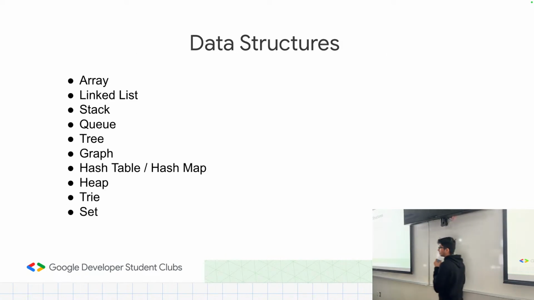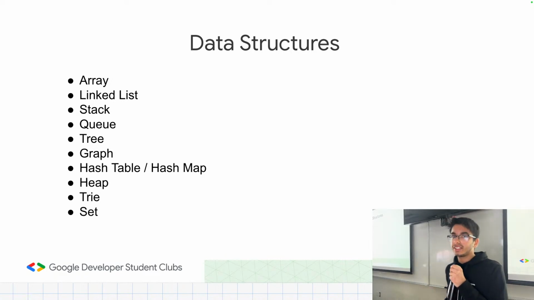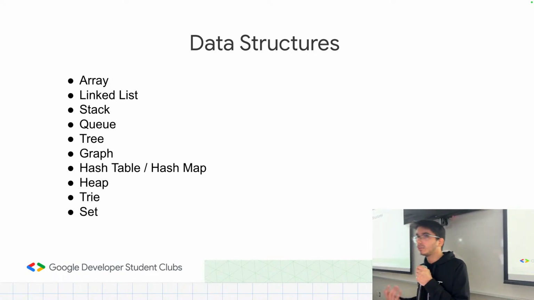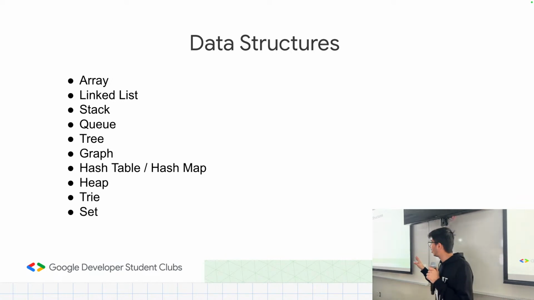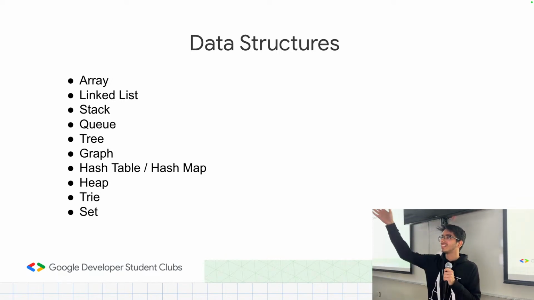So just basics on data structures. We've got array, linked list, stack, queue, tree, graph, hash table, heap, trie, and set. We're going to be going over some of them today, not all of them, and how they're used. So is everyone familiar with all of these, or any questions? What is a trie?